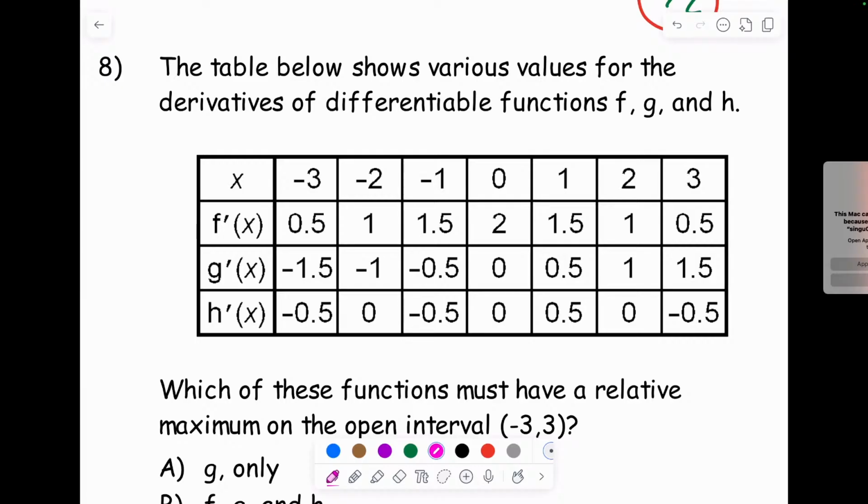There is no negative. What do you mean? Yeah, that would be no.